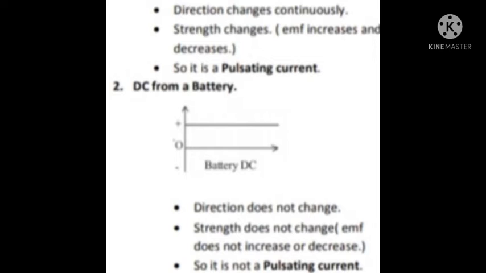What are the peculiarities of an AC generator? Direction changes continuously. Strength changes. EMF increases and decreases. So it is a pulsating current. What is a DC generator? Next, the graphical representation of a battery or DC. Here direction does not change, strength does not change, so it is not a pulsating current.